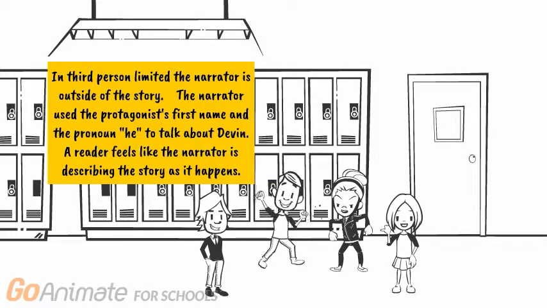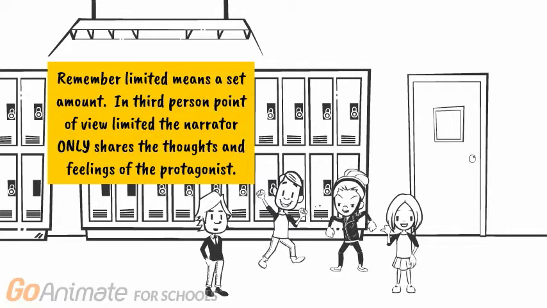In third person limited, the narrator is outside of the story. The narrator used the protagonist's first name and the pronoun he to talk about Devin. A reader feels like the narrator is describing the story as it happens. Remember, limited means a set amount. In third person point of view limited, the narrator only shares the thoughts and feelings of the protagonist.